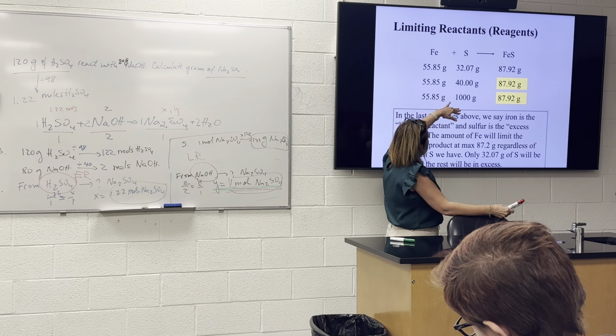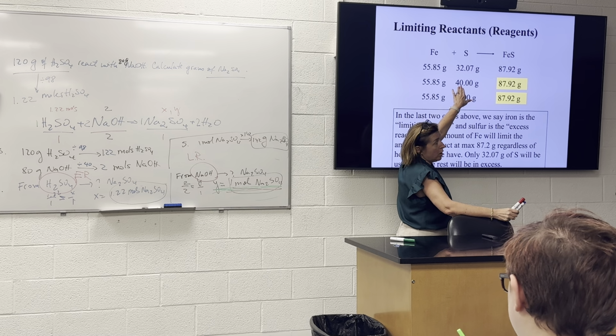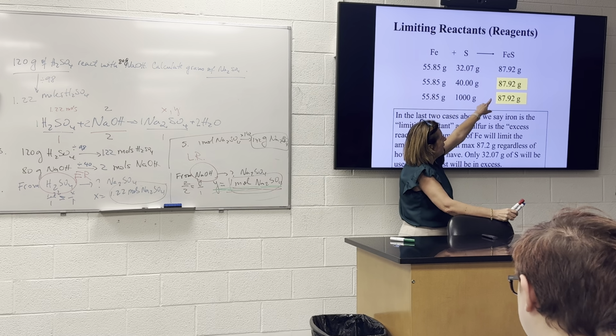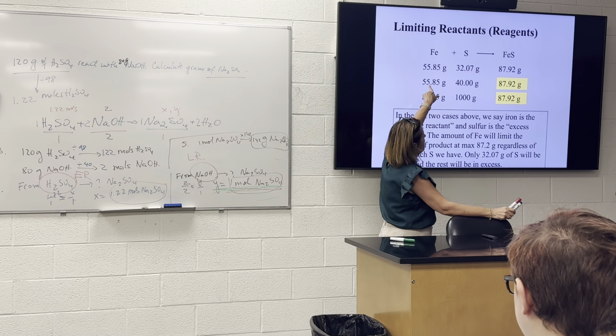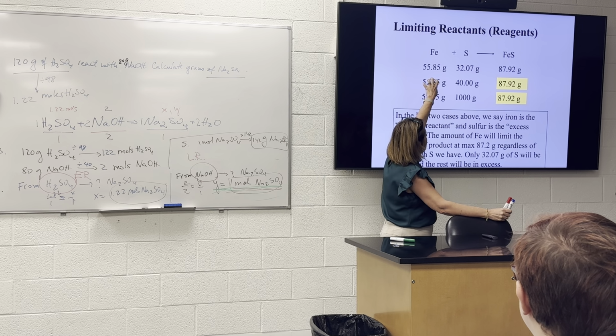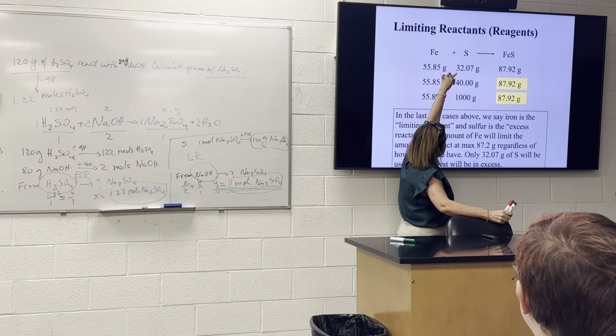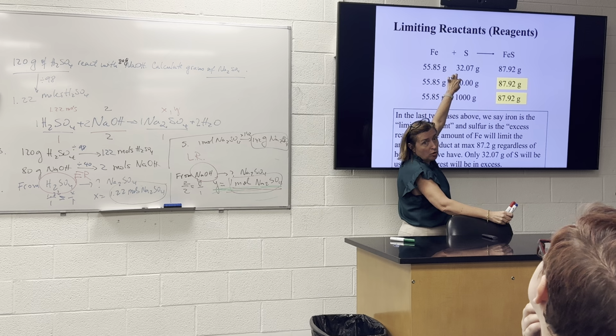Let's say that I don't have 32 grams of sulfur. Let's say that I have 40 grams of sulfur, a little bit more. How many grams of product am I getting? 87.92, the same amount, because in this case, 55.85 grams of iron is my limiting reagent. All of the iron will be used up, and 40 minus 32, almost 8 grams, will be left over.